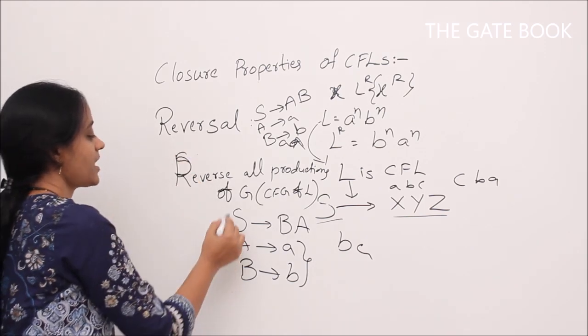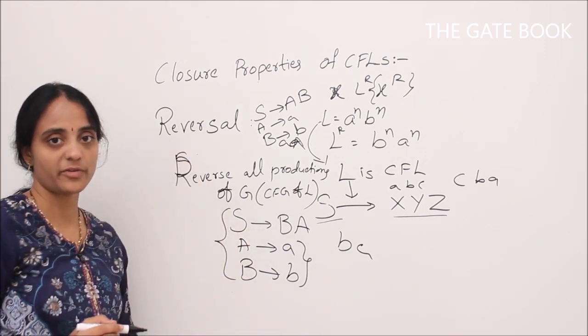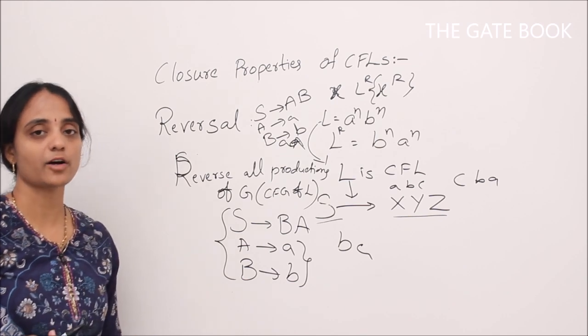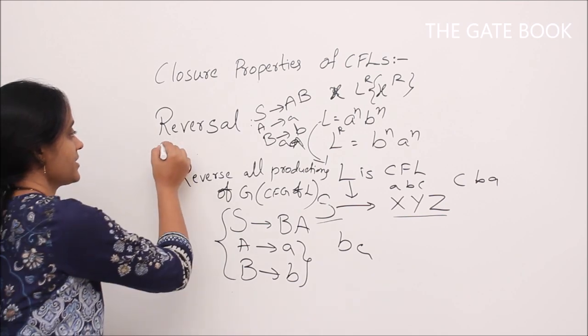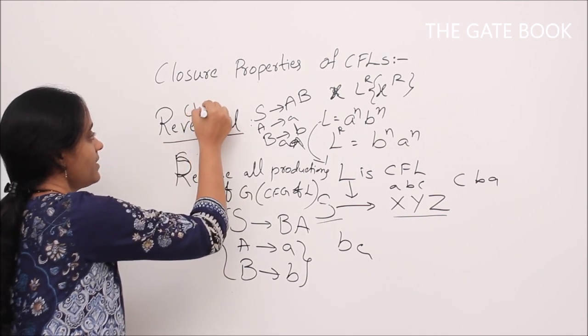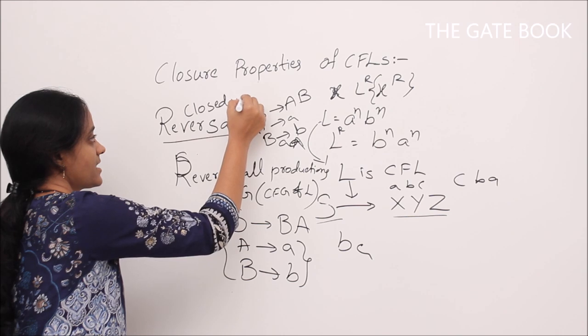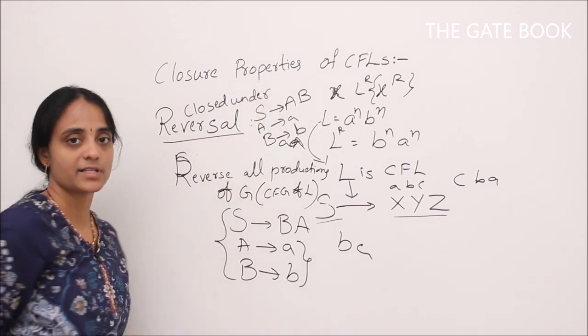Because I know how to construct a context free grammar for reversal, that means there exists a context free grammar for the reversal language. So it's a context free language. So they are closed under reversal operation as well. CFLs are closed under reversal operation.